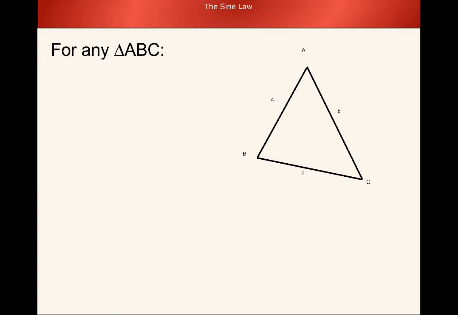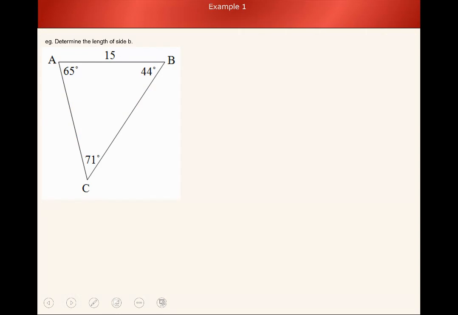So the sine law basically says this, that the sine of angle A, that would be the angle right here, divided by its opposite side, lowercase a, is equal to the sine of angle B, that would be right here, and there's its opposite side, lowercase b, and then the same relationship with C. That is the sine law. The rest of this lesson is just examples using the sine law.